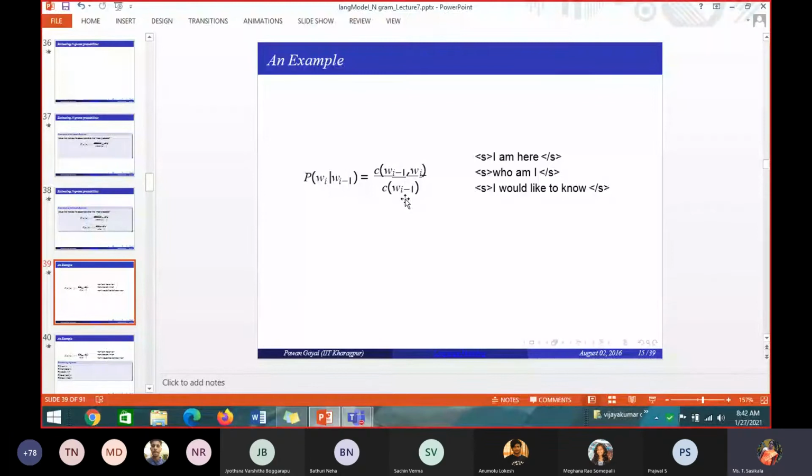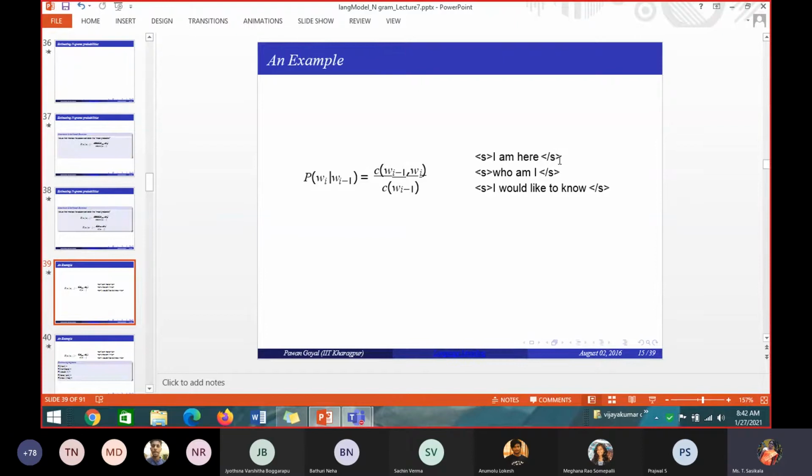Now this is an example. Consider three sentences. Each sentence starts with the start marker, an angular bracket S, which represents the start of the sentence, and an angular bracket slash S represents the ending of the sentence. So this is the start of the sentence here, and here is the ending of the sentence, given by angular bracket slash S.